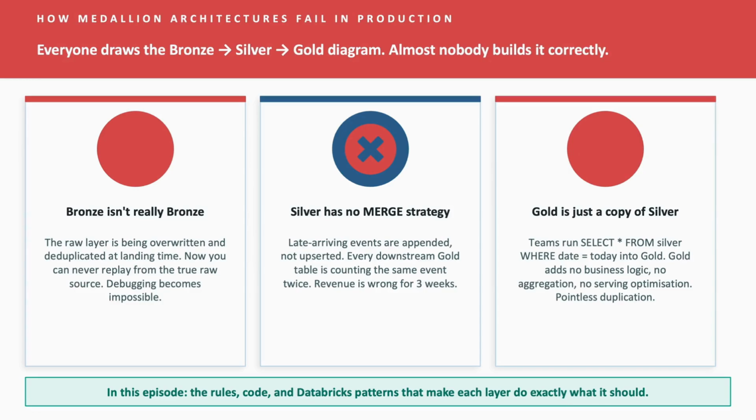And third, gold is just a copy of silver. Select star from silver where date equals today, written to gold. Gold adds nothing: no aggregation, no business logic, no serving optimization. It's pure duplication that costs storage, compute, and time. Tableau still scans silver-level granularity. Dashboards are slow. Users complain. In this episode, the contracts each layer must honor and the code that enforces it.